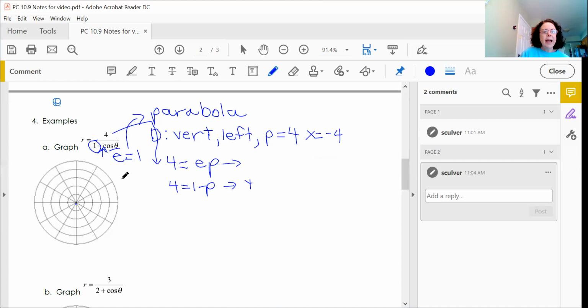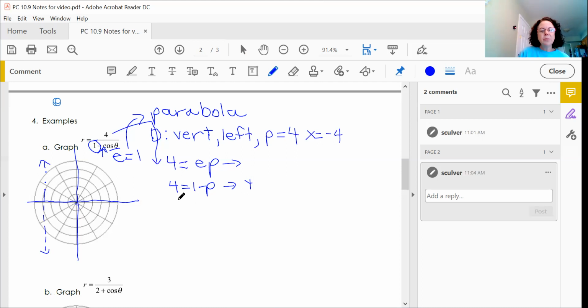So even though we have a polar graph, we know that we can put an XY plane over the top of it, right? Here's our X and Y axis. And so my directrix would be located at 1, 2, 3, 4. I usually make it with a dashed line. There we go. There's our directrix. Okay, so how do we draw our parabola now?